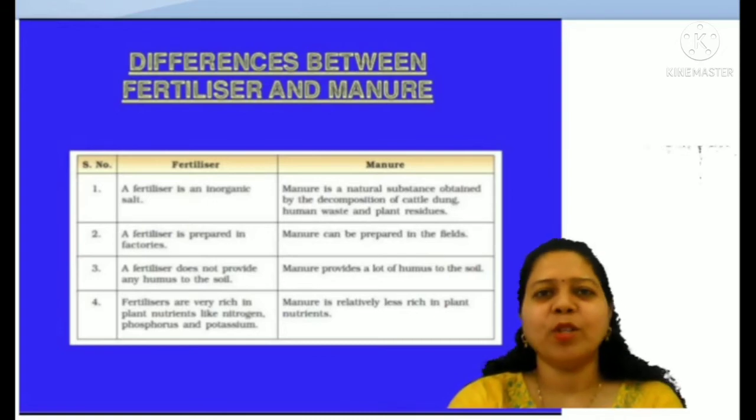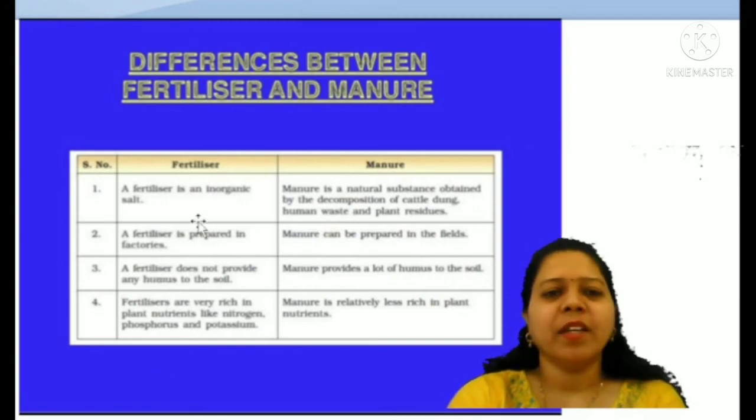Now we learn about manures and fertilizers. What is the difference between manures and fertilizers? We'll see. Here, fertilizer is an inorganic salt. Manure is a natural substance obtained by the decomposition of cattle dung, human waste, and plant residues.